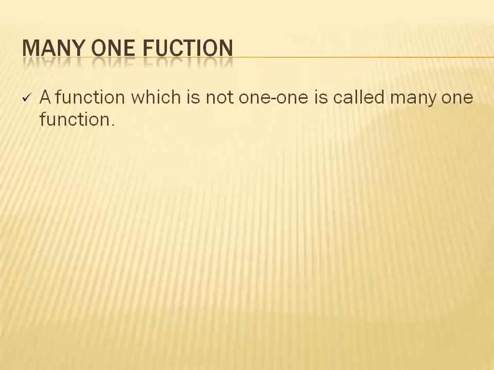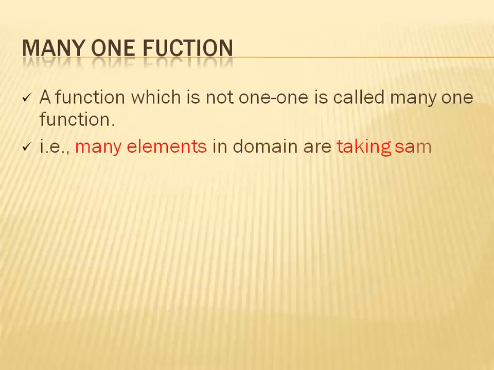Now, what is a many-one function? A function which is not one-one is called a many-one function. That is, many elements in the domain are taking the same image. The definition of a one-one function was that no two elements of the domain have the same image, but in a many-one function, many elements can have the same image.